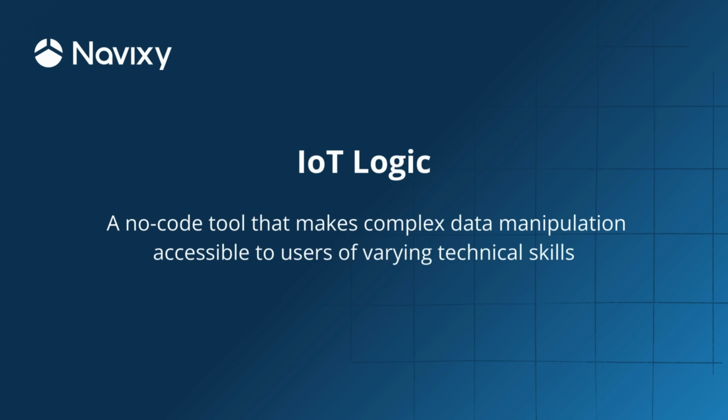The beauty of this system? It's no code. That means whether you're a coding wizard or just starting out, you can handle complex data manipulation with ease. At Navixy, we're on a mission to democratize telematics, and IoT logic is a big part of that. It's helping businesses of all sizes get the most out of their location and vehicle data. As IoT continues to grow, tools like this are putting the power of data-driven decisions into everyone's hands.